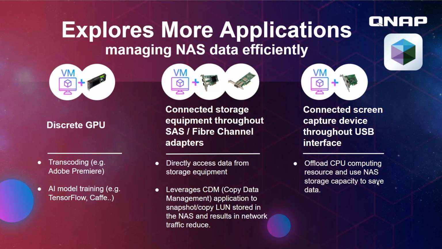So you can now just pass through your storage equipment connected via SAS or fiber channel onto the VM directly, without having to access it through the QNAP NAS. Before that, you had to actually connect it to the QNAP. You would have to share those resources from the QNAP software and then access them through the VM using the network. But now you can just access it directly through the VM itself.